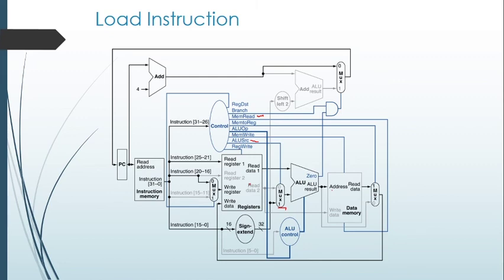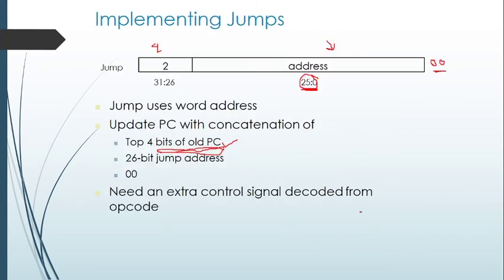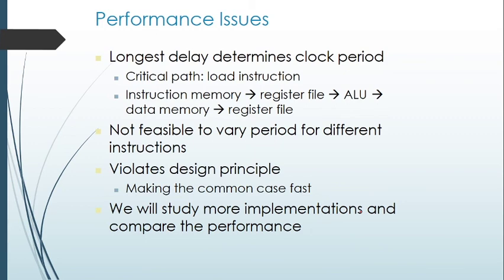That decides what the clock cycle should be. The clock period has to be longer than the combined time of instruction memory, register file, ALU, data memory, and all these multiplexers. This is the performance issue that we have to deal with. The critical path is the load instruction: instruction memory, register file, ALU, data memory, and register file. The clock period depends on the time for all these.